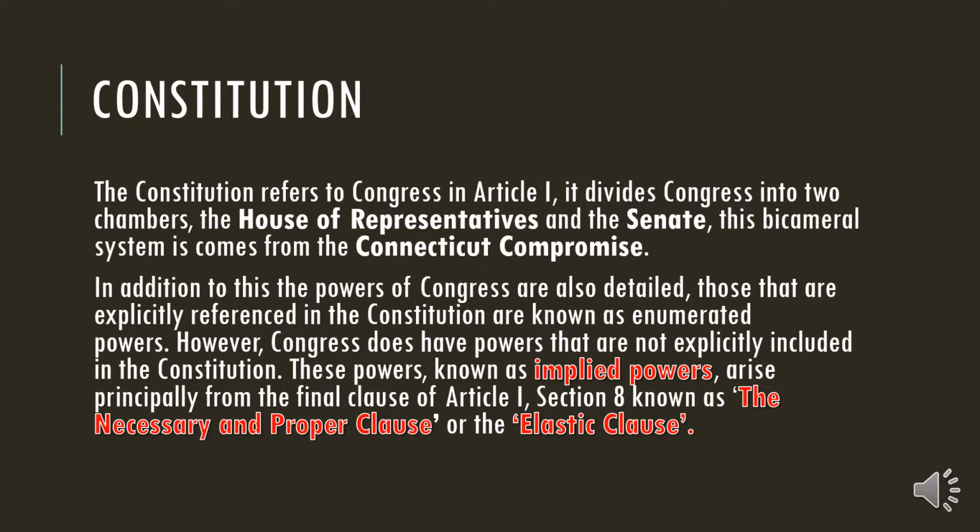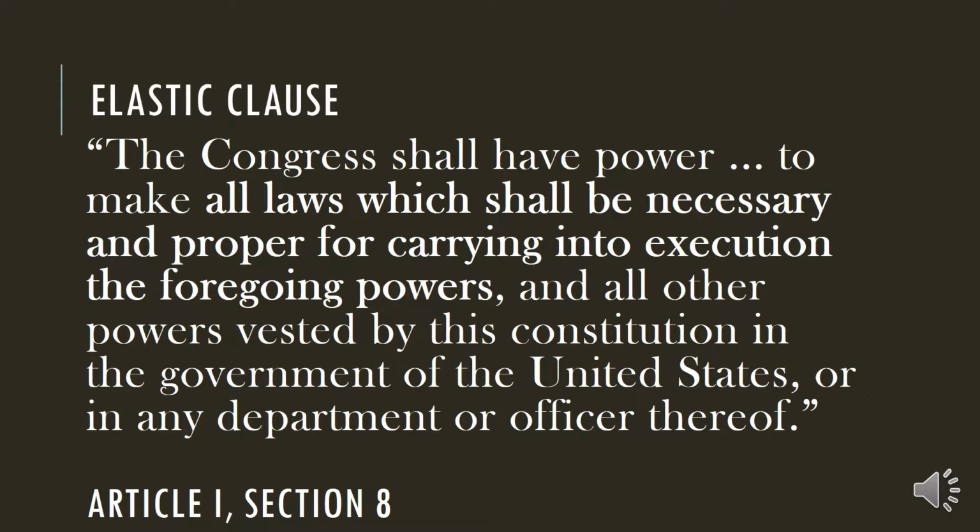Now we go on to the implied powers of Congress under the Constitution. And as I said, some of these come with various clauses, including the Commerce Clause, but the most obvious case is the Elastic Clause, where Congress is said to have the power to make all laws which shall be necessary and proper for carrying into execution the foregoing powers.